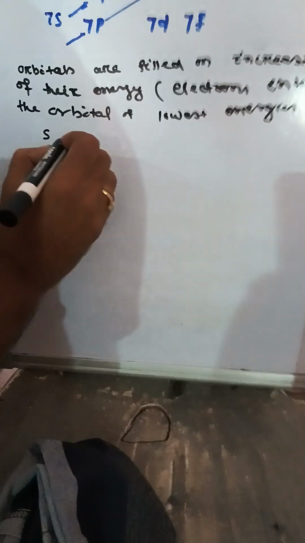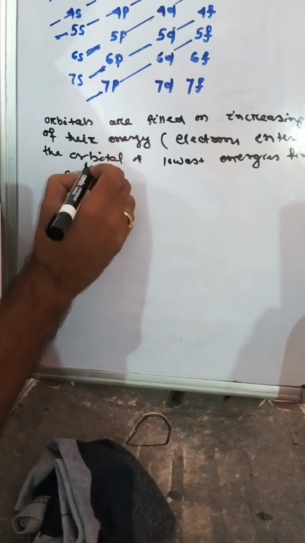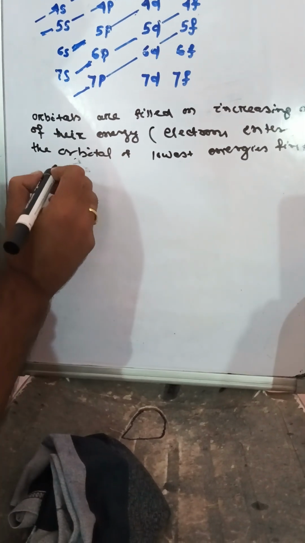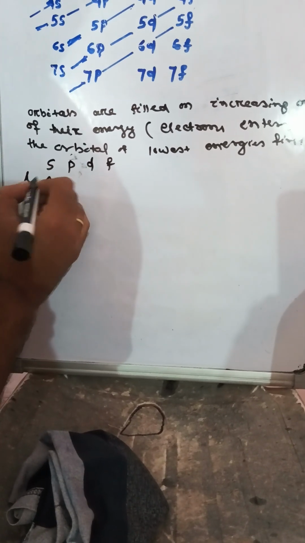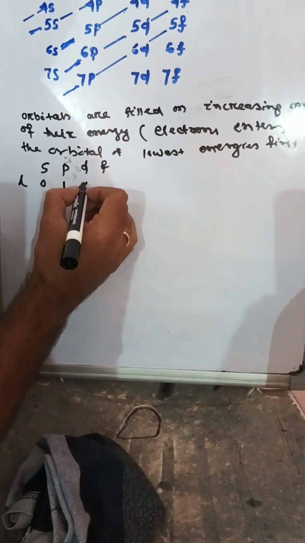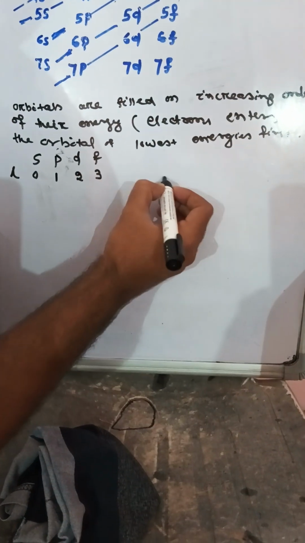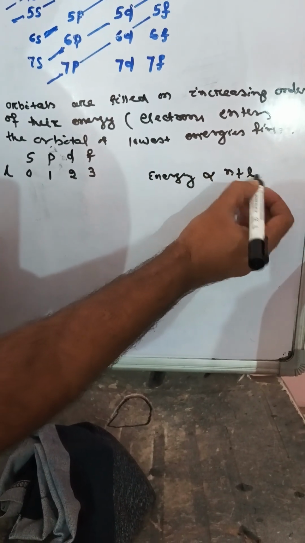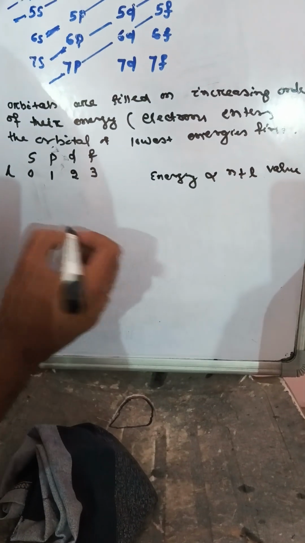Okay, then S, P, D, F. For S, the L value is 0, for P the L value is 1, for D it is 2, and for F it is 3. So energy, we know, is directly proportional to n plus l. n is the principal quantum number and l is the azimuthal quantum number.